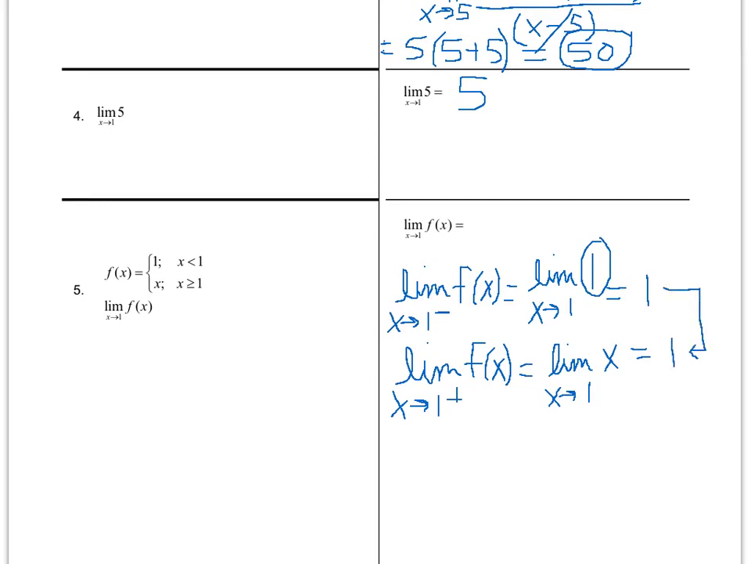Left-hand side meets the right-hand side. These guys agree. I'm trying to make a little check mark. Yay, we're happy. So the overall limit is 1.